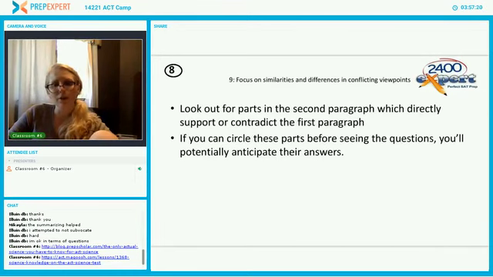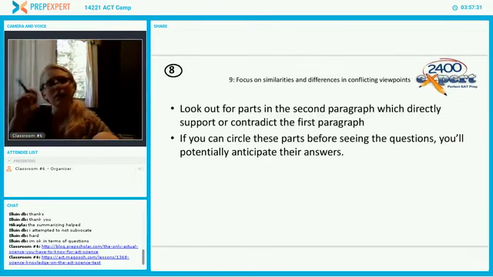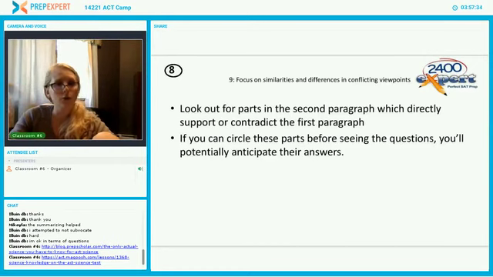Make sure to look out for parts of the second paragraph which directly contradict the first. So like I said, these are usually in sort of a format that mirrors one another, so it's not too hard to see these differences. And remember, if you can circle parts before seeing questions, you will potentially anticipate their answers. So when we're actively reading, we should always be asking ourselves all sorts of questions. How would he maybe feel about this? Or what does this mean? Or how does this compare to this? It keeps you engaged and it keeps you perhaps anticipating questions.